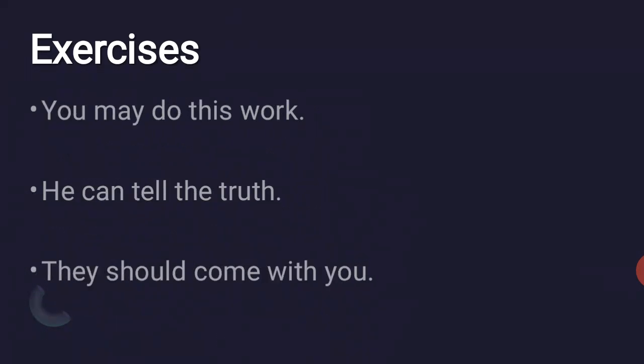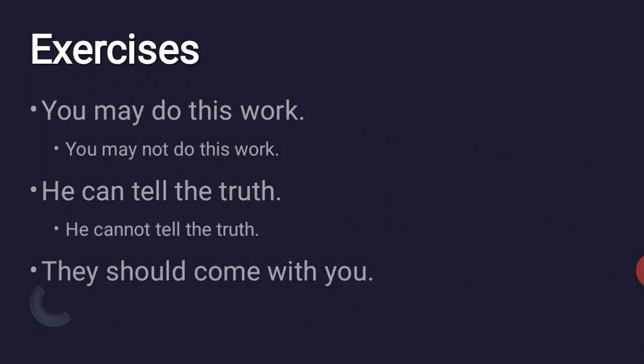And you may do this work. These are sentences for modal auxiliaries. So we have to add not to that auxiliary verb only. First thing, we have to find out the auxiliary verb in a sentence. Then we add not to that auxiliary verb. Then we have a negative sentence. You may not do this work. So see the second. He can tell the truth. He cannot tell the truth. They should come with you. They should not come with you.